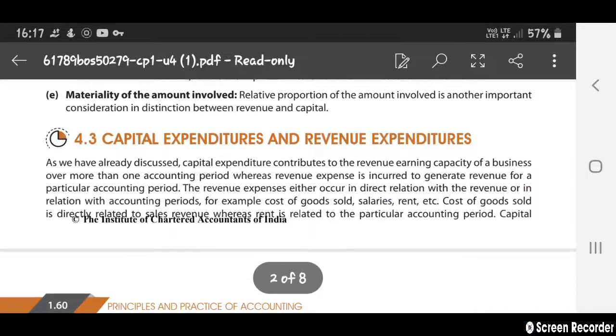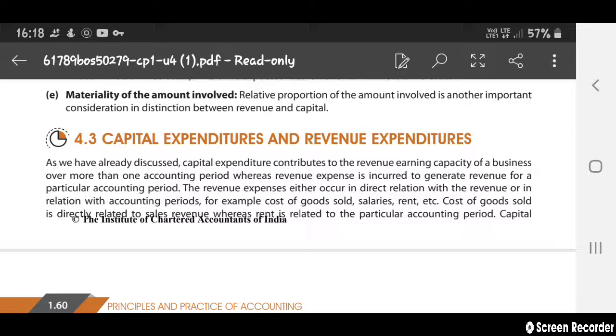Materiality of the amount involved. The relative proportion of the amount involved is another important consideration in the distinction between revenue and capital. Next, capital expenditure and revenue expenditure.